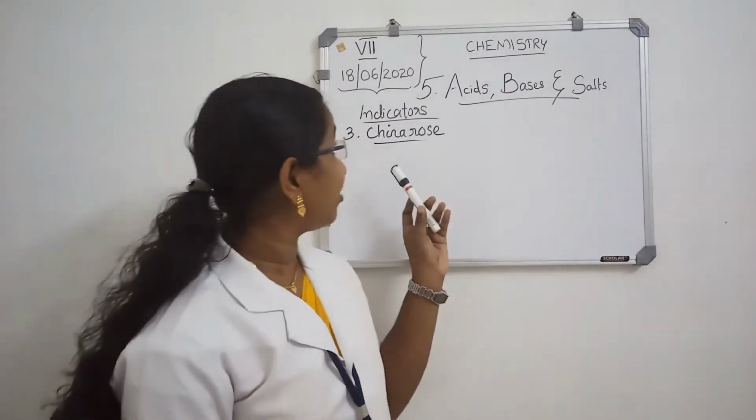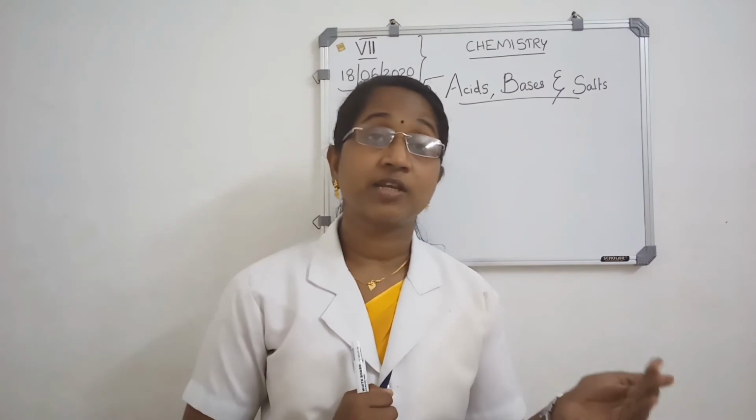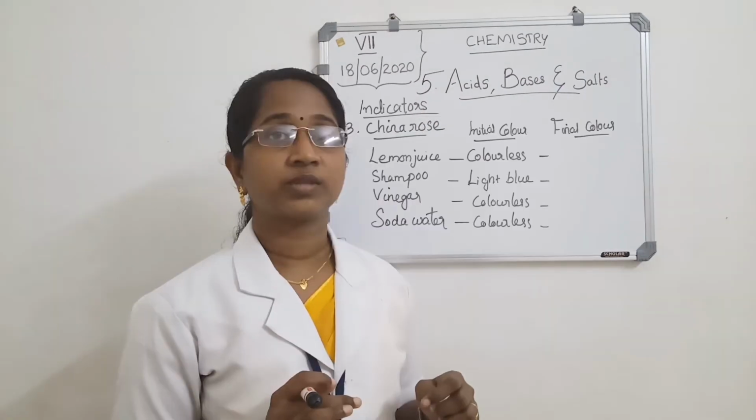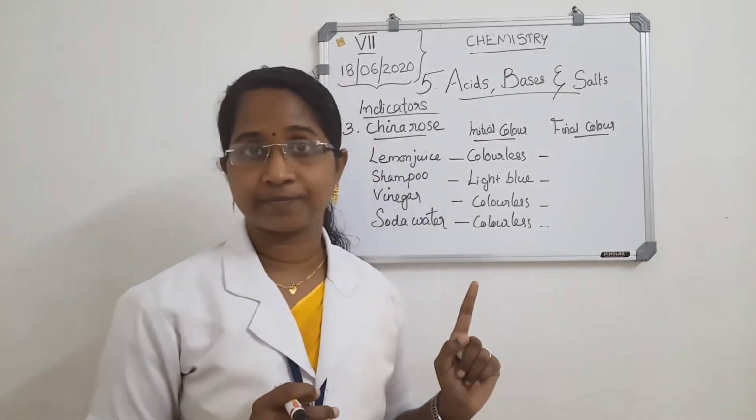Our next natural indicator is China rose. Collect some China rose petals and place them in a beaker. Add some warm water. Keep it for some time. After some time, it changes its color. We can use this colored solution as an indicator. We can test these solutions with China rose indicator.